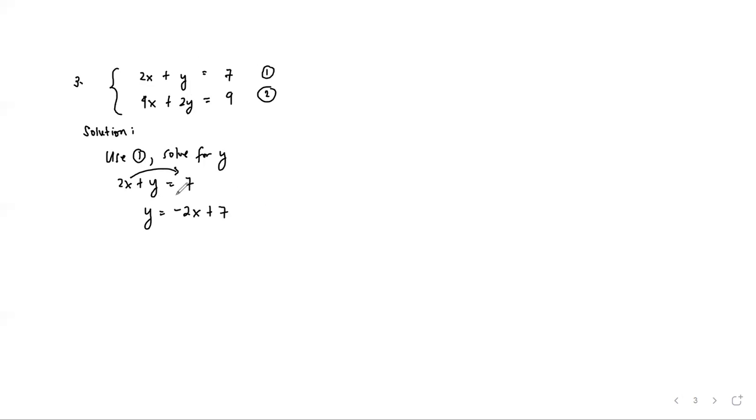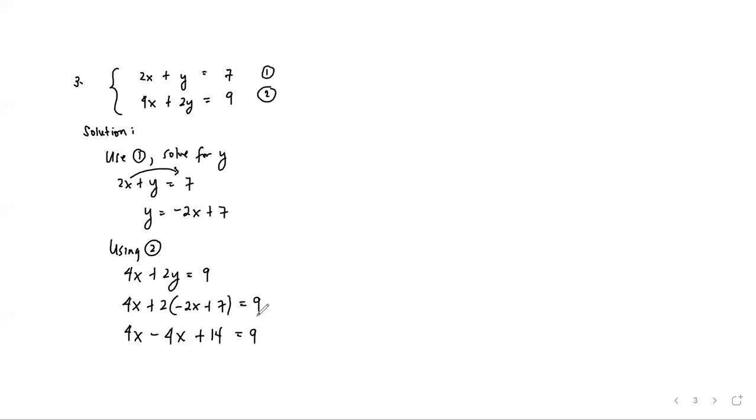And then substituting this into equation number 2, which is 4x plus 2y is equal to 9, we get 4x plus 2 times negative 2x plus 7 equals 9. Simplifying further, we get 4x minus 4x plus 14 equals 9. So 4x and negative 4x will cancel out, and we're left with 14 equals 9.